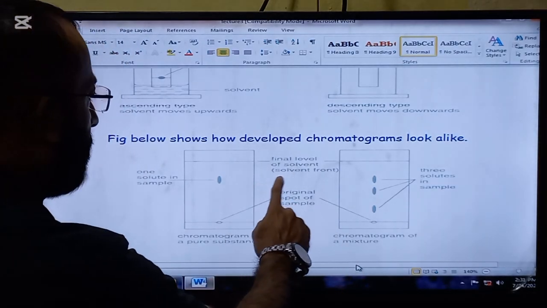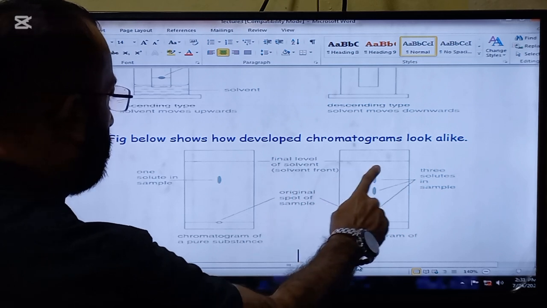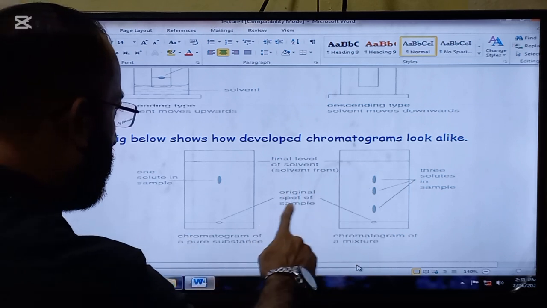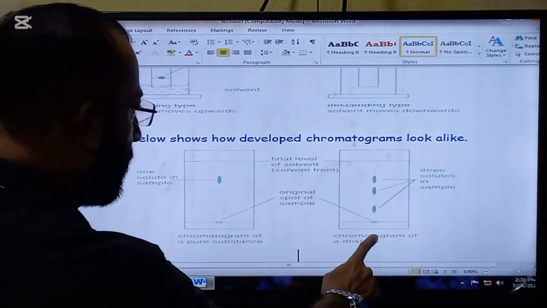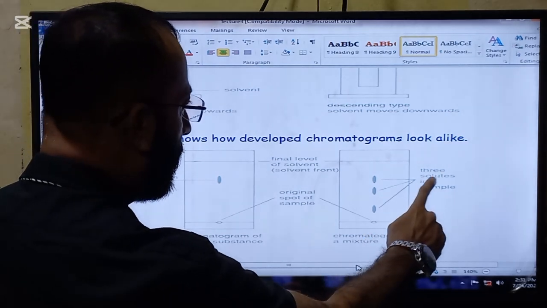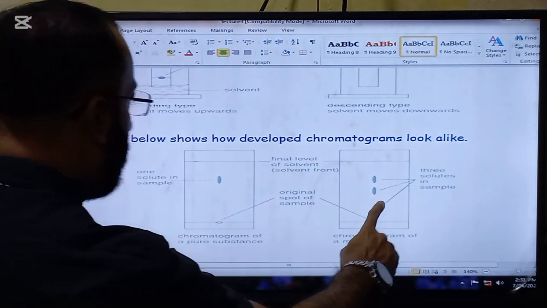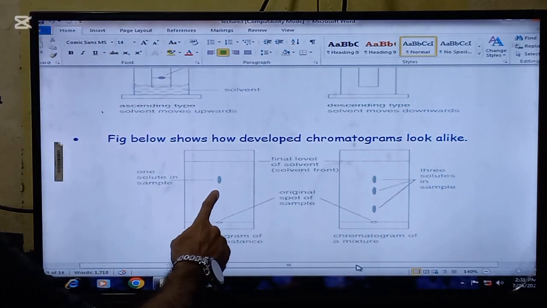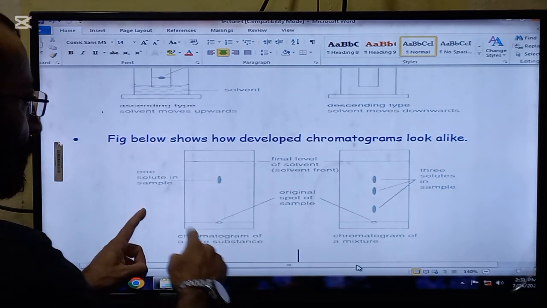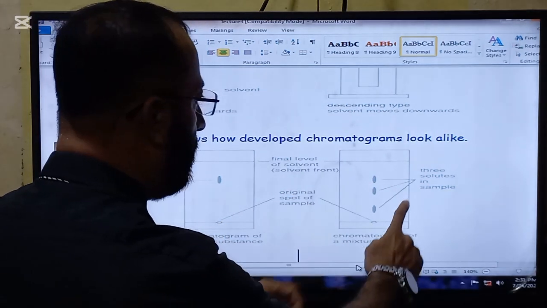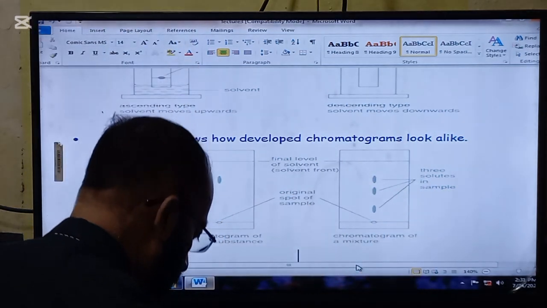This is the final level of the solvent, that is the solvent front, and this is the original spot of the sample. There are three solutes in this sample and one solute in that sample. So this sample is pure and this sample is impure because there are three solutes in it.